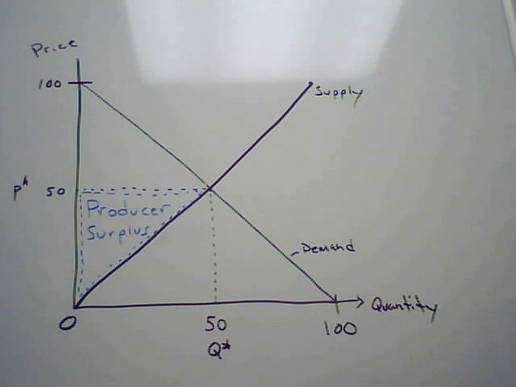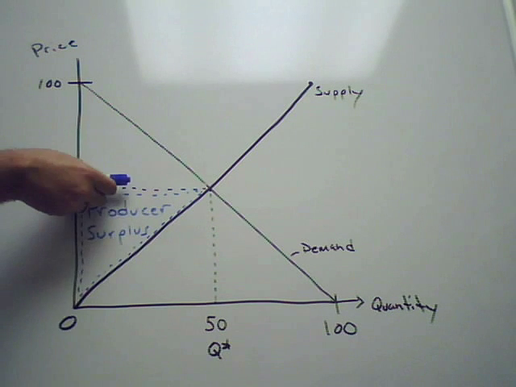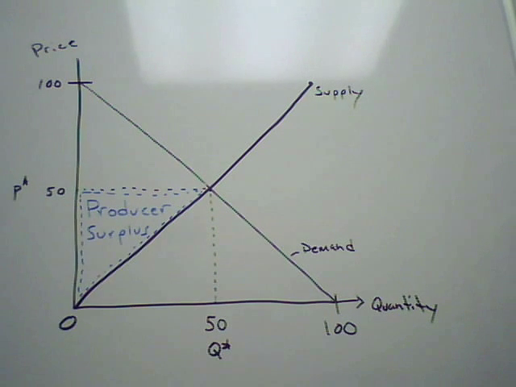Producers are also part of our society, so we'll need a measure of their welfare as well. And this we call producer surplus. Producer surplus is anything above the supply curve and below the price. So in this case, anything above the supply curve and below the price.